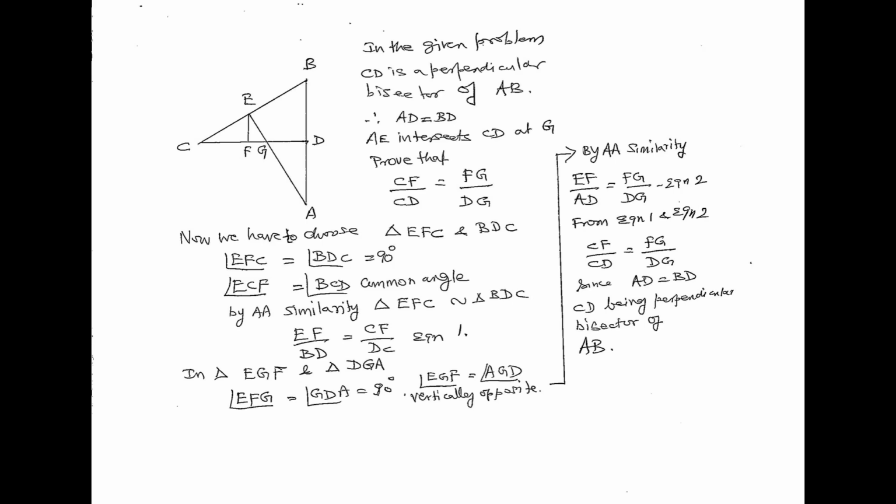In triangles EGF and DGA, angle EFG is equal to angle GDA, which is 90 degrees. Angle EGF is equal to angle AGD, vertically opposite angles. Therefore, by AA similarity, EF by AD is equal to FG by DG, equation 2. From equation 1 and equation 2, CF by CD is equal to FG by DG, since AD is equal to BD, CD being the perpendicular bisector of AB.